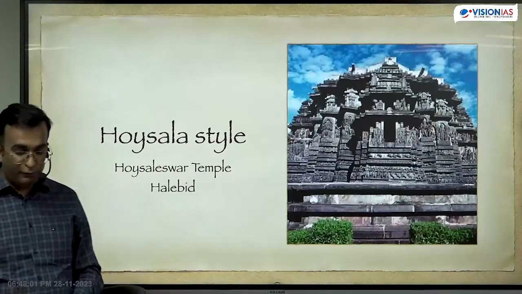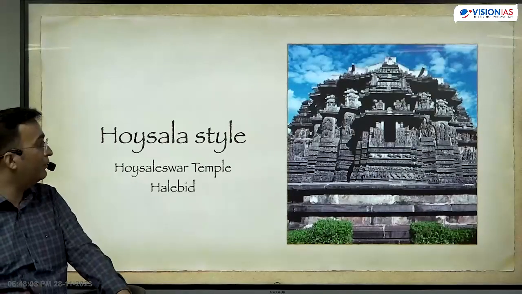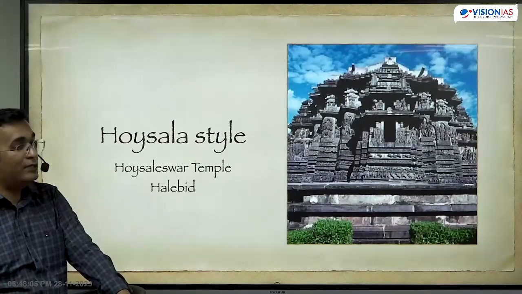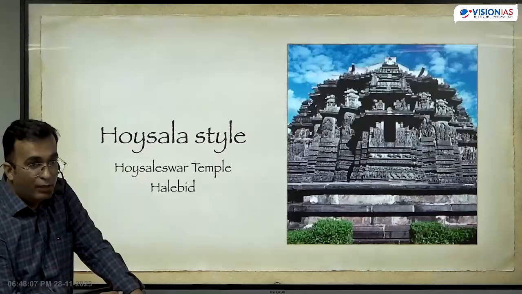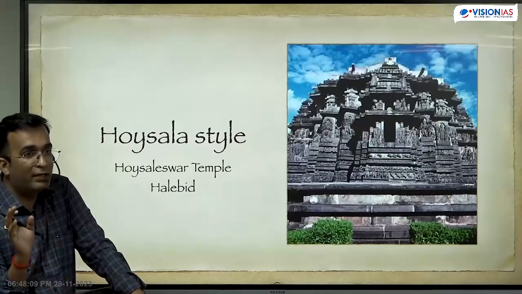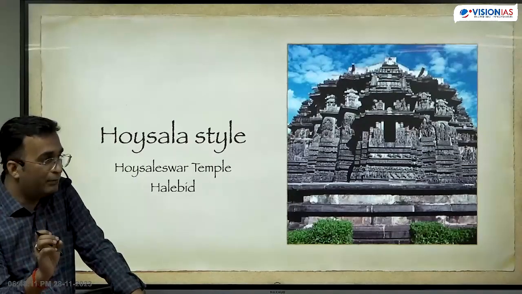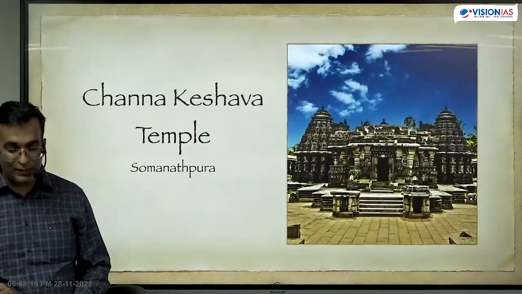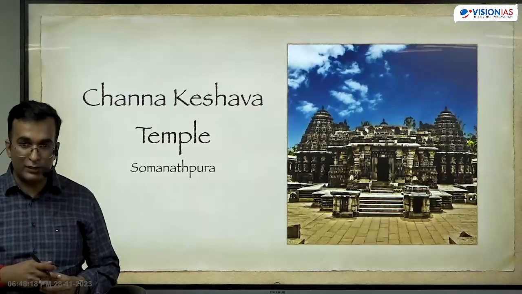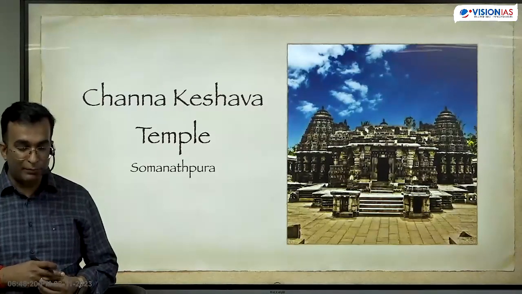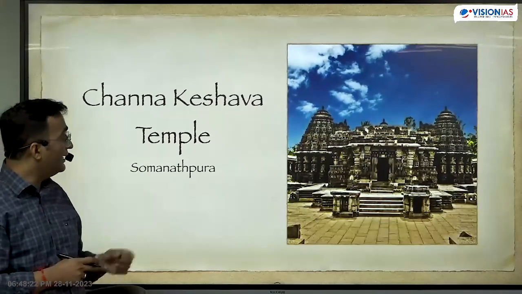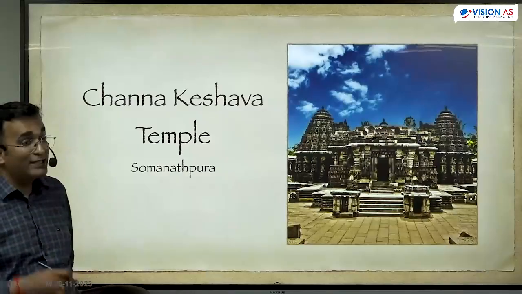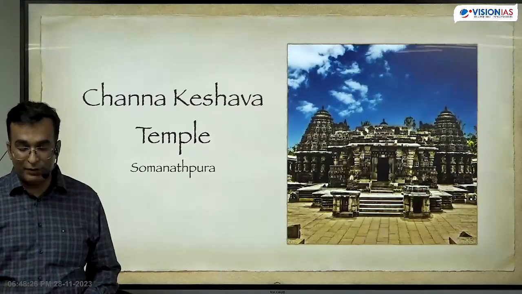Hoysala temple of Hoysaleshwar. So Hoysaleshwar temple of Halebidu, and as we mentioned, calcite stone. Normally smoky grey in color, when water falls on it, it becomes black. Okay? And as in this image you can see, this is also the Hoysala temple, Channakesava temple of Somnathpura, and it has this particular stellate ground plan, star shaped ground plan.